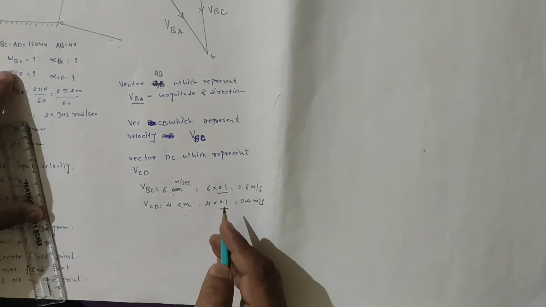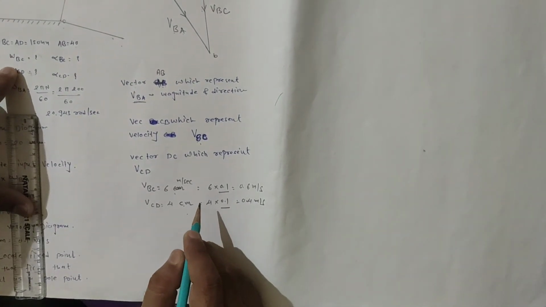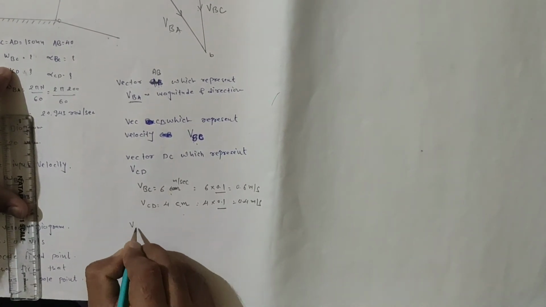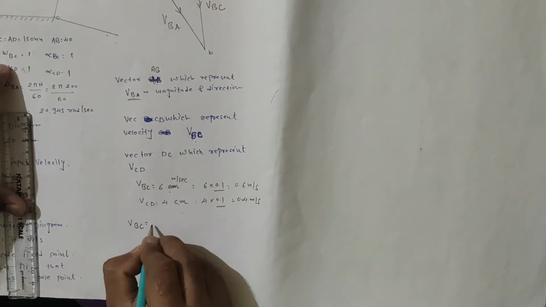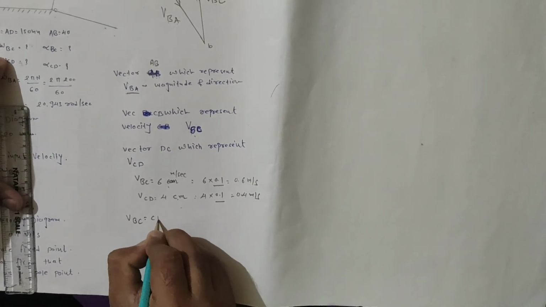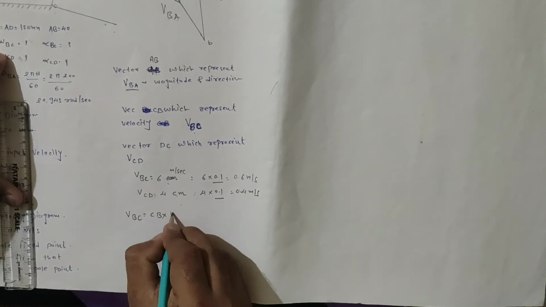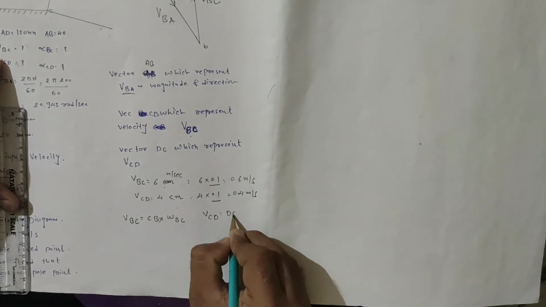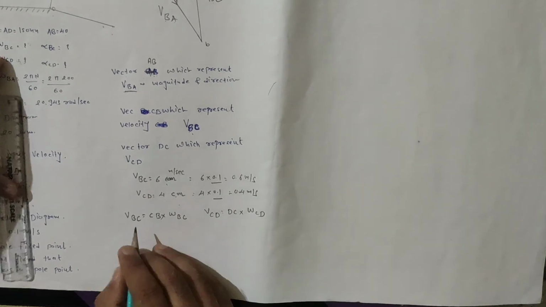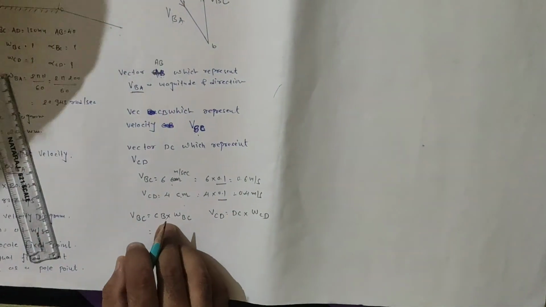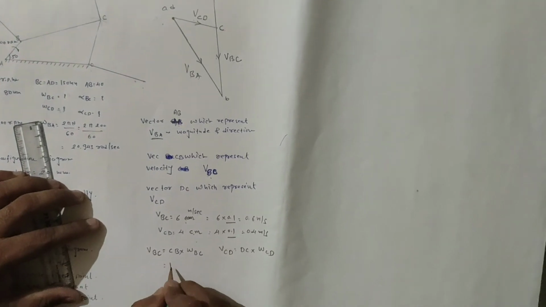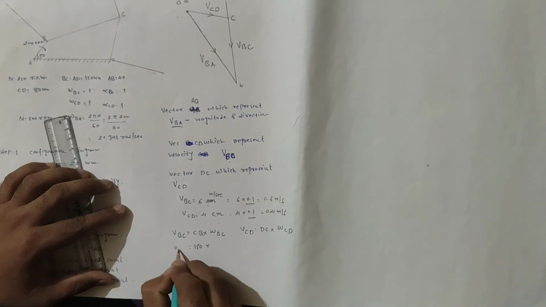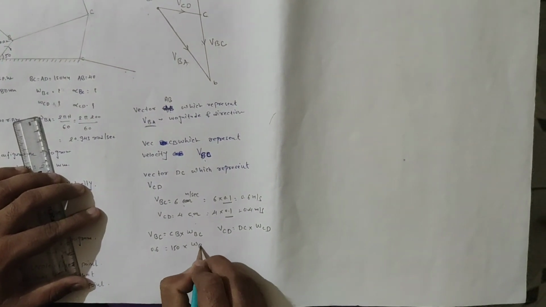Then what we have to find out? We have to find out the omega BC, it means the angular velocity of BC. So we have to know the equation. VBC is equal to length CB into omega BC. Same way over here, VCD is equal to DC into omega CD. So CB is equal to what? This is the length, that is 150 mm, and VBC is equal to 0.6. So omega BC, that we have to find out.